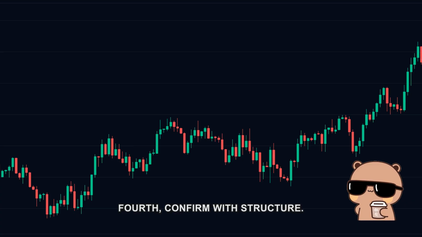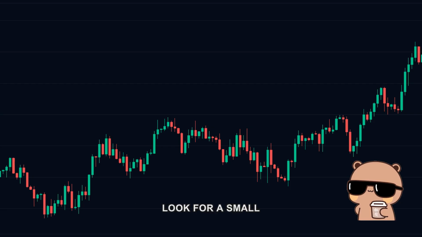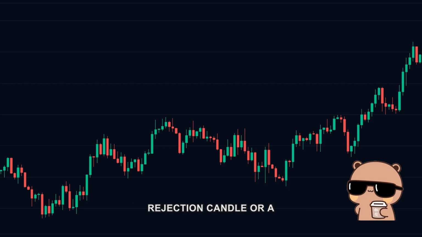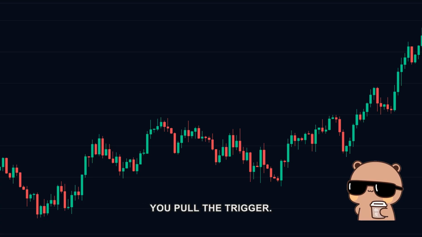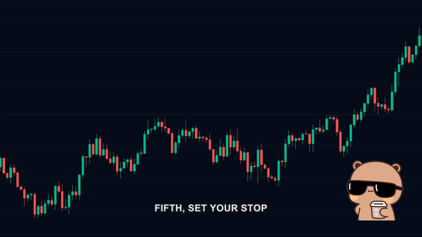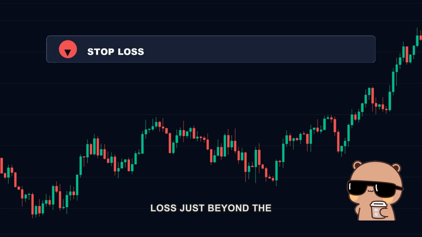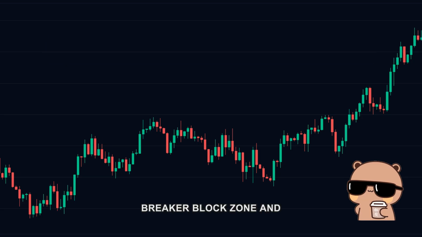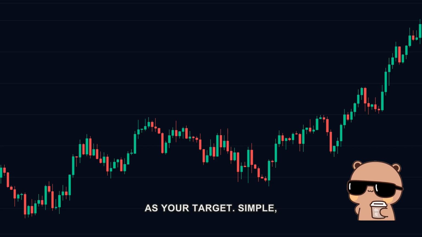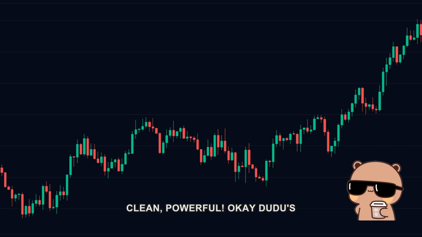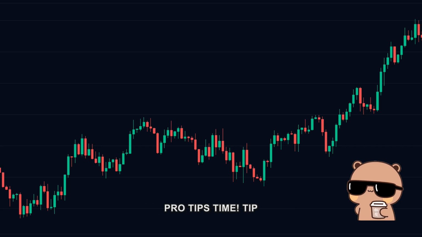Fourth, confirm with structure. Look for a small rejection candle or a shift in momentum right inside that zone before you pull the trigger. Fifth, set your stop loss just beyond the breaker block zone and aim for the next major high or low as your target. Simple, clean, powerful.